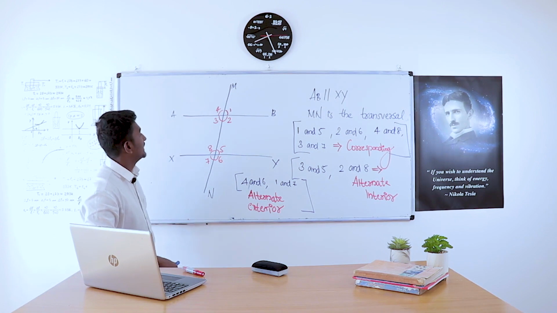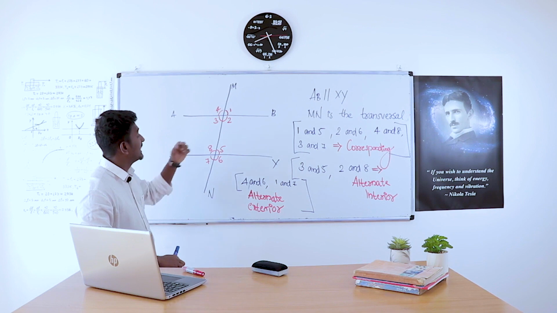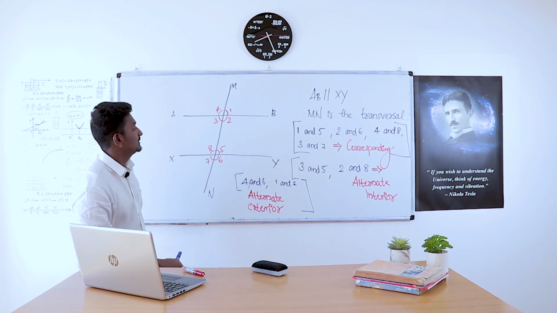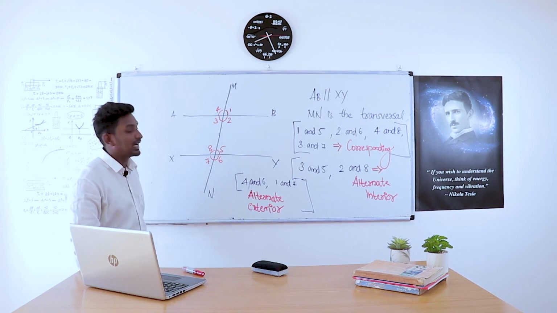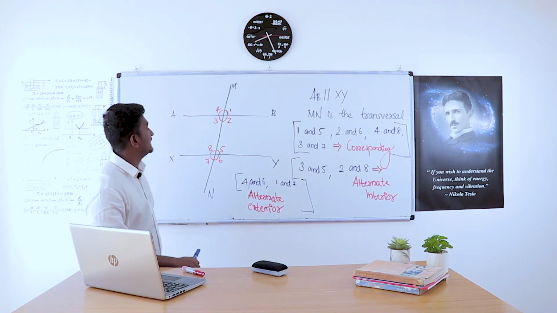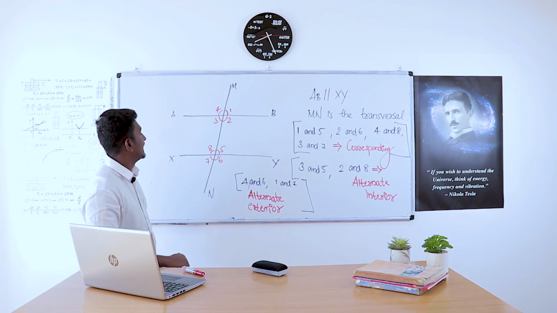Then 1 and 5, 2 and 6, 4 and 8, and 3 and 7 are the corresponding angles formed here. Then 3 and 5, and 2 and 8 are called alternate interior angles.